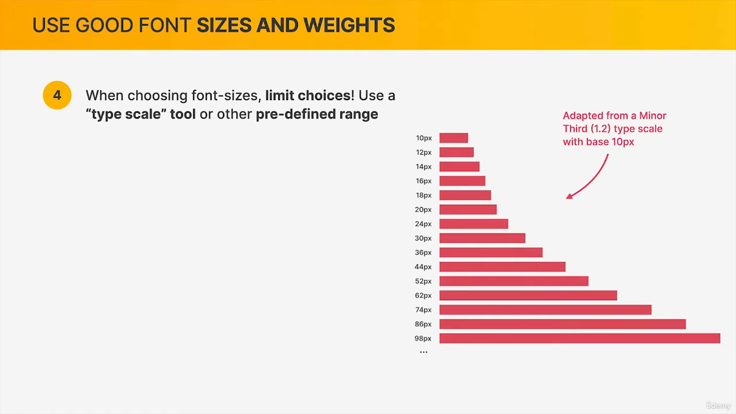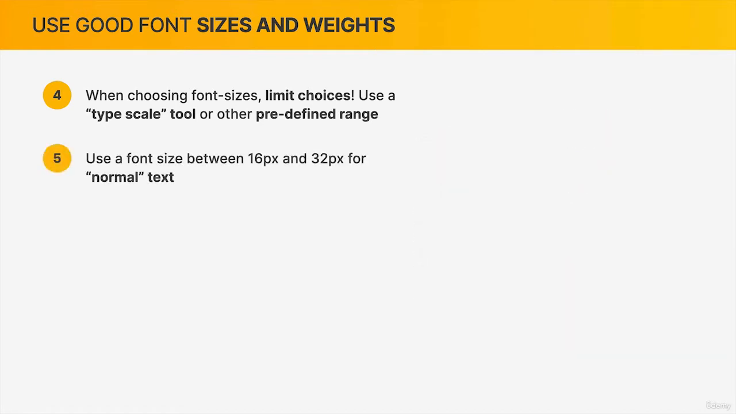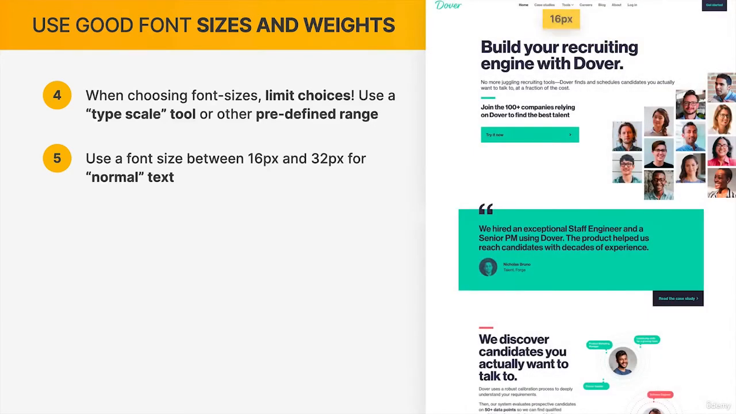So for normal text, you should use a font size between 16 and 32 pixels. So in this example of this page, for example, the navigation has 16 pixels, and then this smaller text down here is 18 pixels. All right.